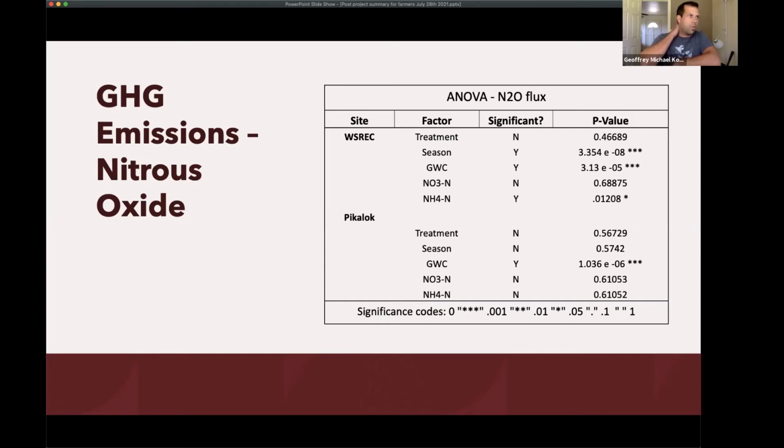At the West site, it was a little bit different. We still did not see a treatment effect between treatments, but season, gravimetric water content, and ammonium were all significant. So these are factors that affected nitrous oxide emissions.